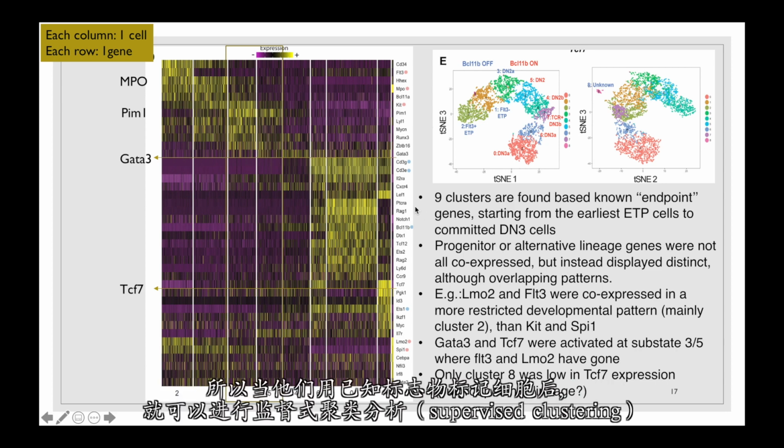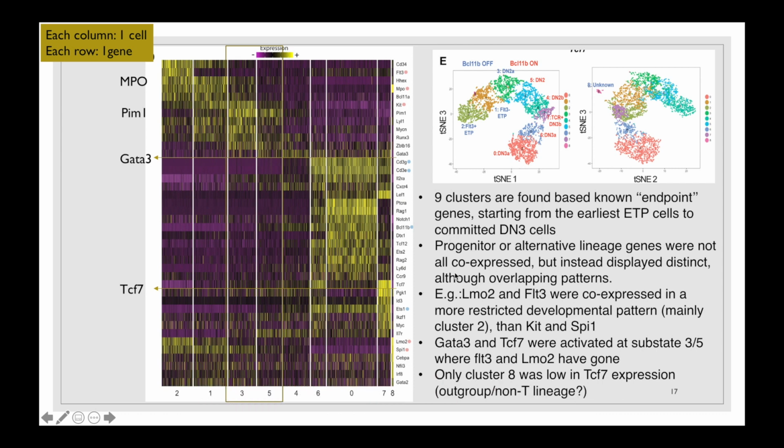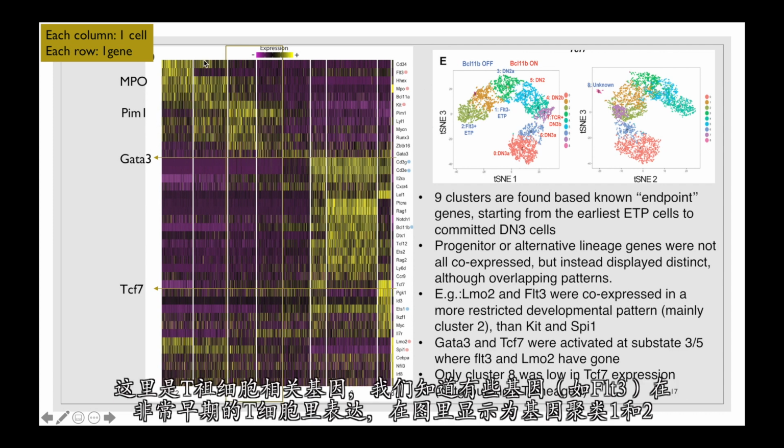So after they use the known markers to establish the landmarks and supervise the clustering of the cells, 9 clusters are found based on the endpoint genes, starting from the earliest ETP cells to the committed DN3 cells. And the progenitor genes were not all co-expressed, but instead displayed distinct although overlapping patterns. So how do we interpret this sentence?